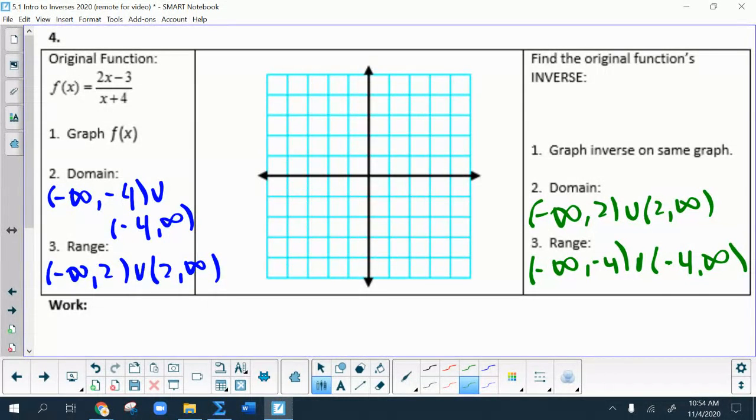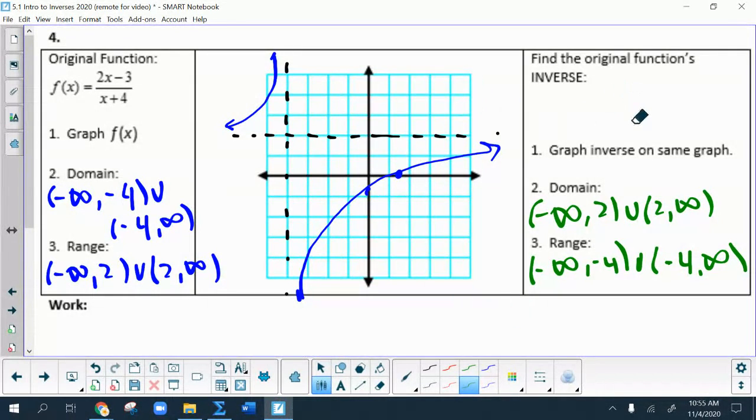Okay, I'm going to go ahead and graph this. So I have a vertical asymptote at negative 4, horizontal asymptote at 2. I have an x-intercept at 3/2, and I have a y-intercept at negative 3/4. So this graph takes on this shape here. And if you don't remember how to do these, you're going to want to go back and review.